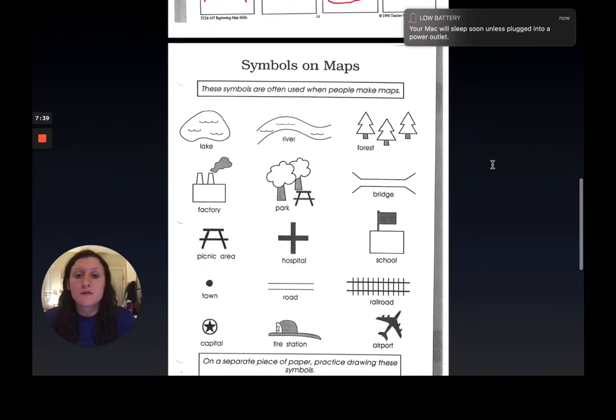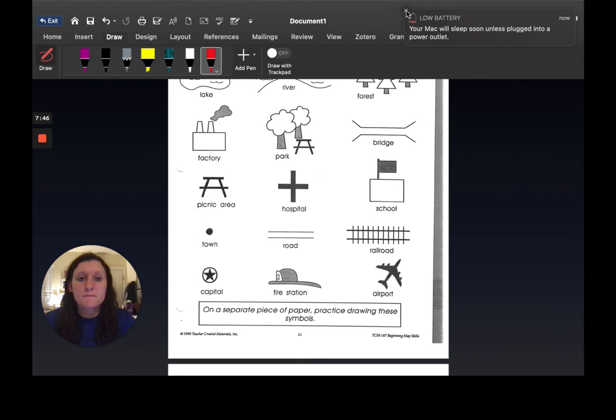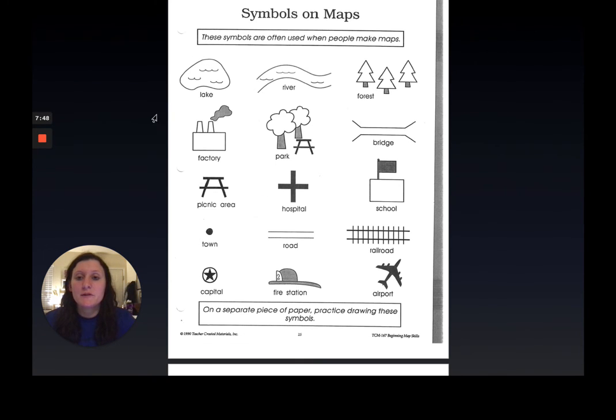So let's go into symbols on maps. So these symbols are often used when people make maps. So again, here are some common ones. So a lake, like what we just drew, a river, forest, factories, a park, a bridge, a picnic area, hospital, school, town, road, railroad, the Capitol, fire station, and airport.